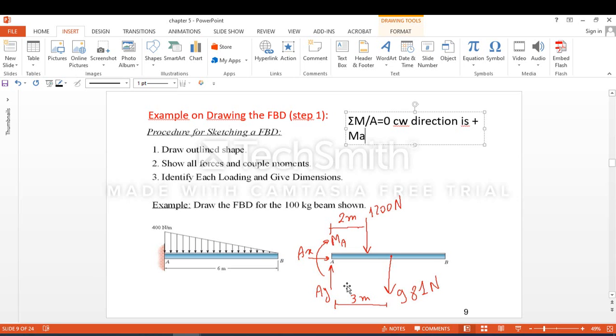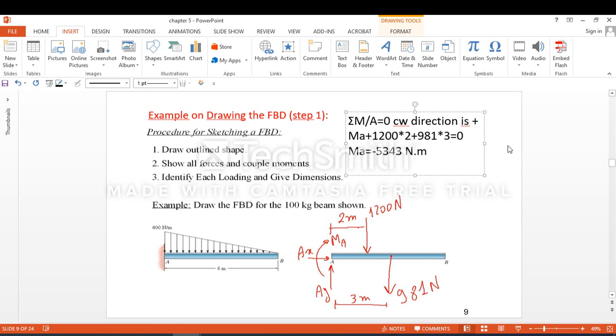1200 will also have a clockwise moment, and it is equal to 1200 times 2. 981 is also clockwise, so it is plus 981 times its distance, which is 3, equal to 0, which means that MA is equal to minus 5343. Okay, so this is the moment, and this will be, of course, in Newton meters. So this is the reaction moment at point A.